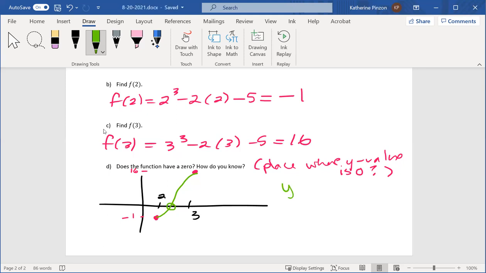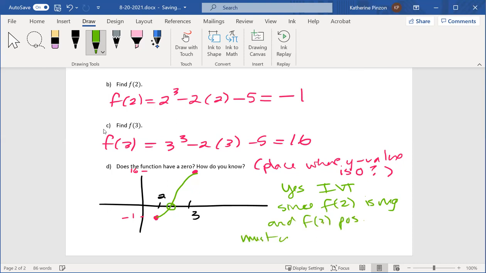So we're going to say yes, by the intermediate value theorem, since f of 2 is negative and f of 3 is positive, it must cross the x-axis somewhere between there.